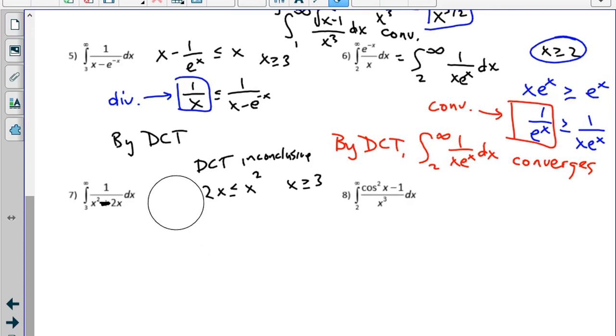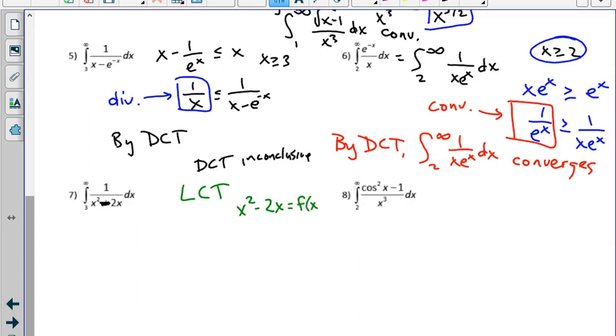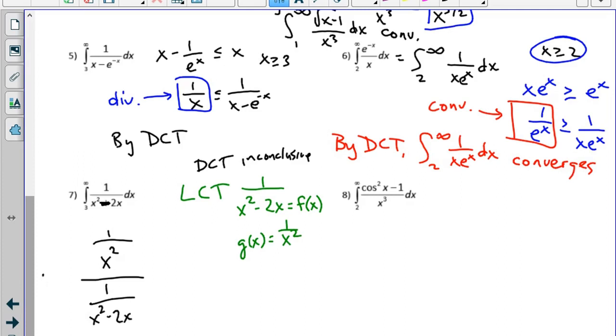So because it's inconclusive, what that means is we will try the limit comparison test. And so let's take x squared minus 2x and make 1 over that our f of x. And then let's make our g of x equal to 1 over x squared. It doesn't really matter which one we put on the top or bottom. So we have 1 over x squared divided by 1 over x squared minus 2x, and we're going to take the limit as x approaches infinity.